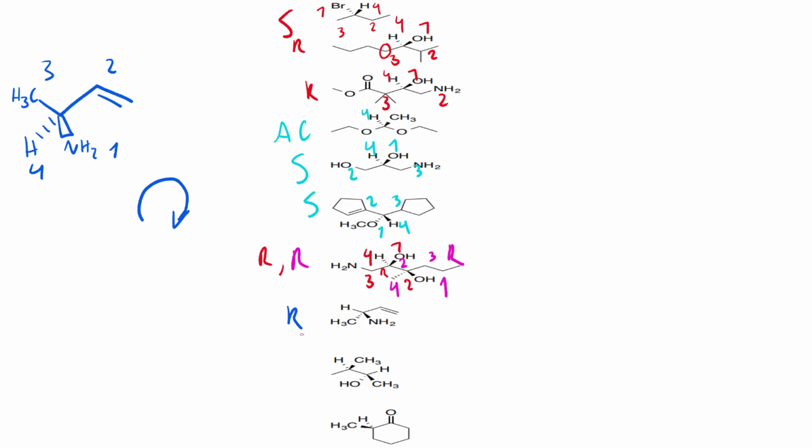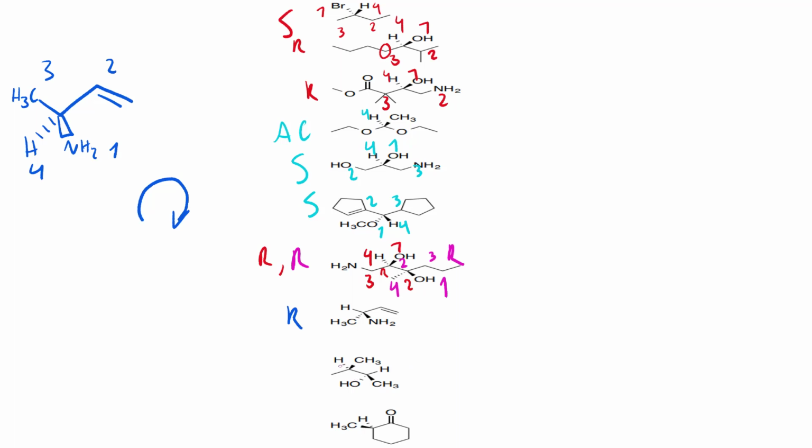For a recap, whenever your lowest priority group is not on a wedge or hash, you're going to have to do what? You're going to have to exchange it with whatever is going in the back, then assign priority, and after you assign a priority, reverse what you did. So if you got an R, you're going to have an S. If you have an S, you're going to have an R, right? This also is prevalent in this example.